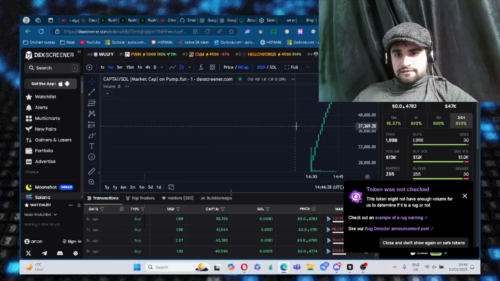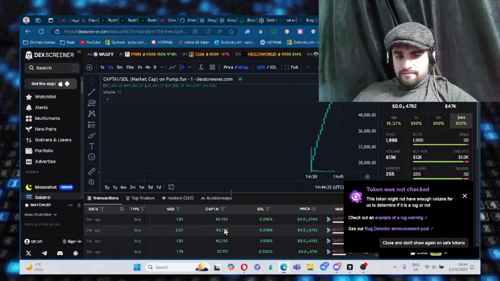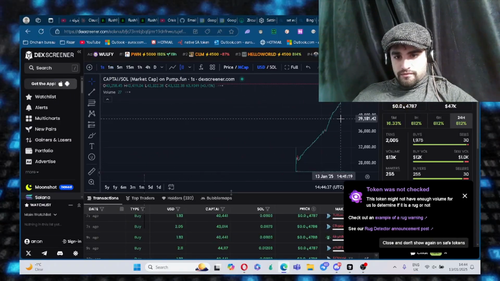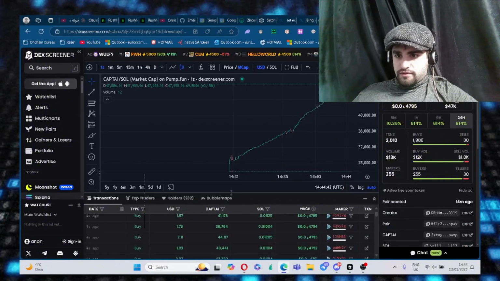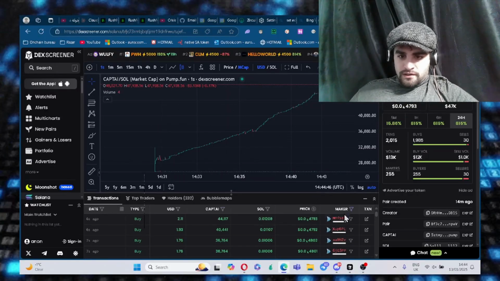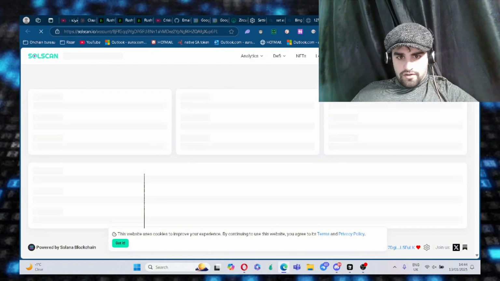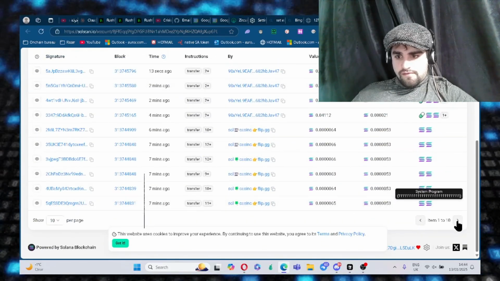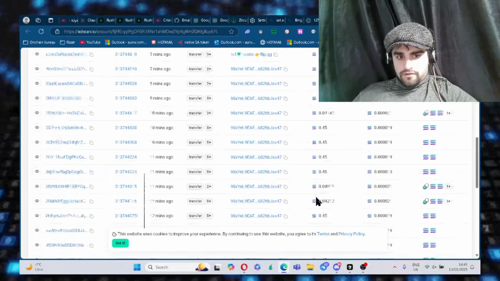Captai. I don't know about this. It looks very sketchy. How much market cap? Only 47, but still it looks very sketchy. And if I go to any of the wallets here, it's gonna be a fresh wallet. No, this is some coordinated rug.